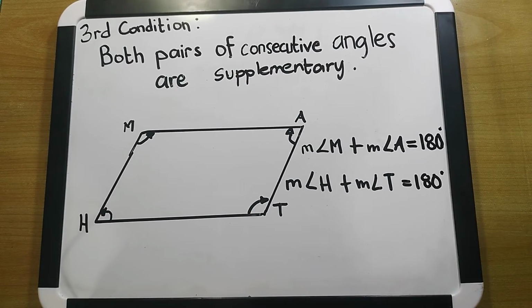For our third condition, if both pairs of consecutive angles are supplementary, then it is a parallelogram. We have here figure MATH. Two pairs of consecutive angles are given. The measure of angle M and the measure of angle A has the sum of 180 degrees. At the same time, the measure of angle H and the measure of angle T has also the sum of 180 degrees. These two pairs of consecutive angles both have the sum of 180 degrees. Therefore, this quadrilateral is a parallelogram.